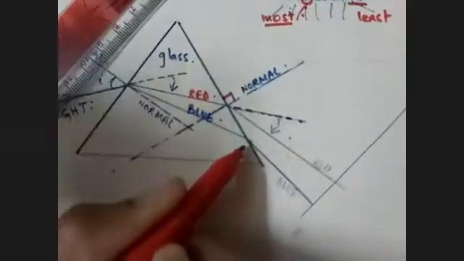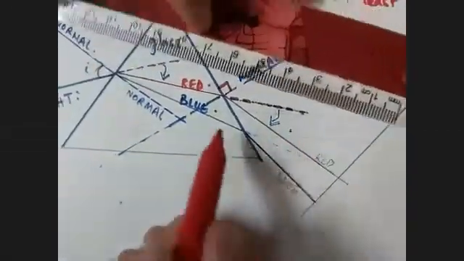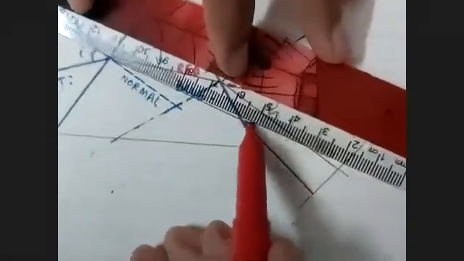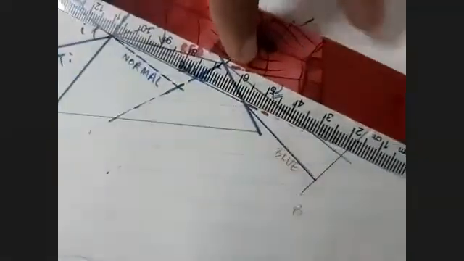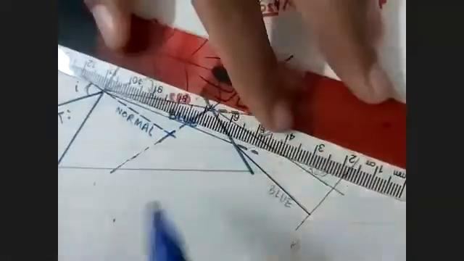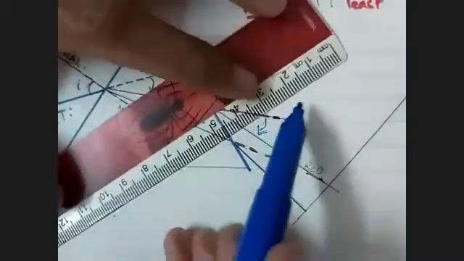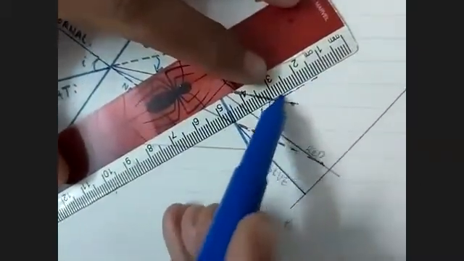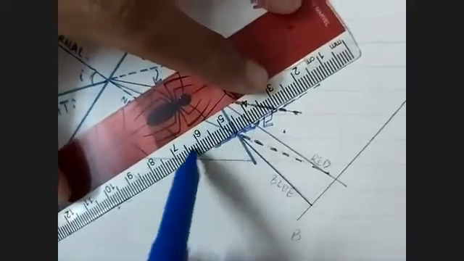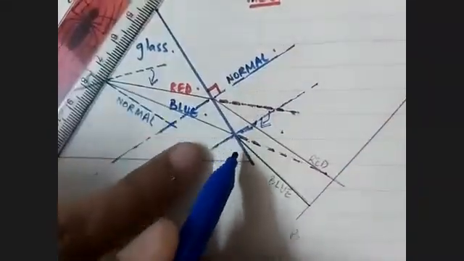Okay. And then blue again did the same thing. Now this blue would have continued this way. Let me use the blue marker. So blue would have continued this way. And then again, this is the normal for blue. Remember, always draw the normal where the ray is crossing the surface.